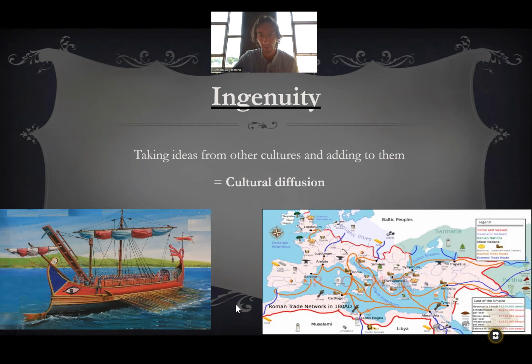As you can obviously see, if they're placed in the center of this massive sea, the Mediterranean Sea, they of course need to be a strong naval force as well. So that's one thing. So a lot of civilizations would do well to learn from Rome's ingenuity and its adopting and integrating things from other cultures.